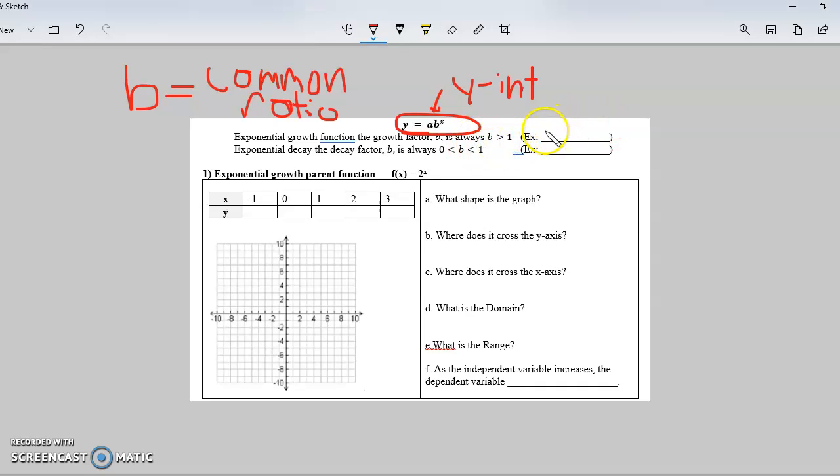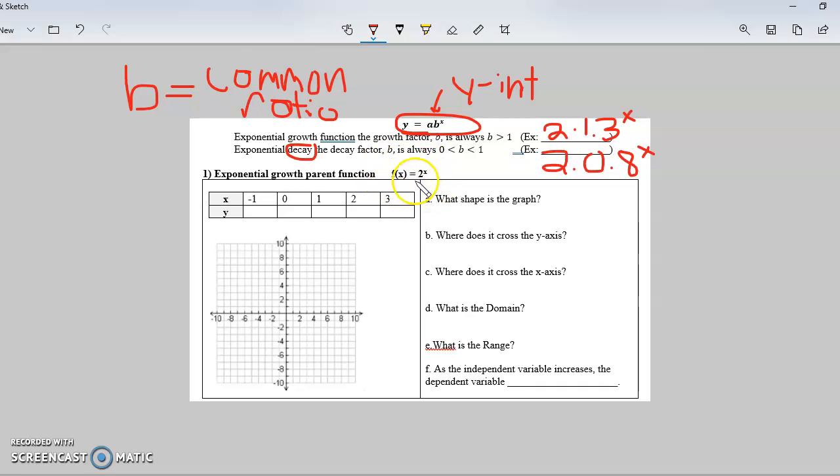For example, if we had an equation like 2 times 1.3^x, where our B is greater than 1. If B is between 0 and 1, so it's a fraction, this is decay. Decay means getting smaller. For example, if this was 2 times 0.8 to the x power, that would be a decay of 20%.